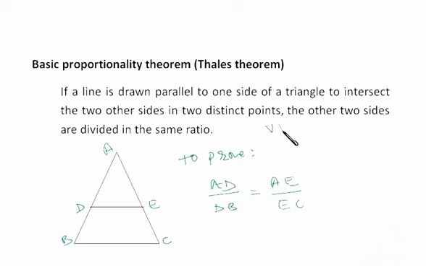And it is very, very important, the theorem itself and its applications. So if a line is drawn parallel to one side of a triangle that intersects the other two lines at two distinct points, and if we join these 2 points, we get the line DE, and DE will divide the sides in the same ratio, that is AD by DB is equal to AE by EC.